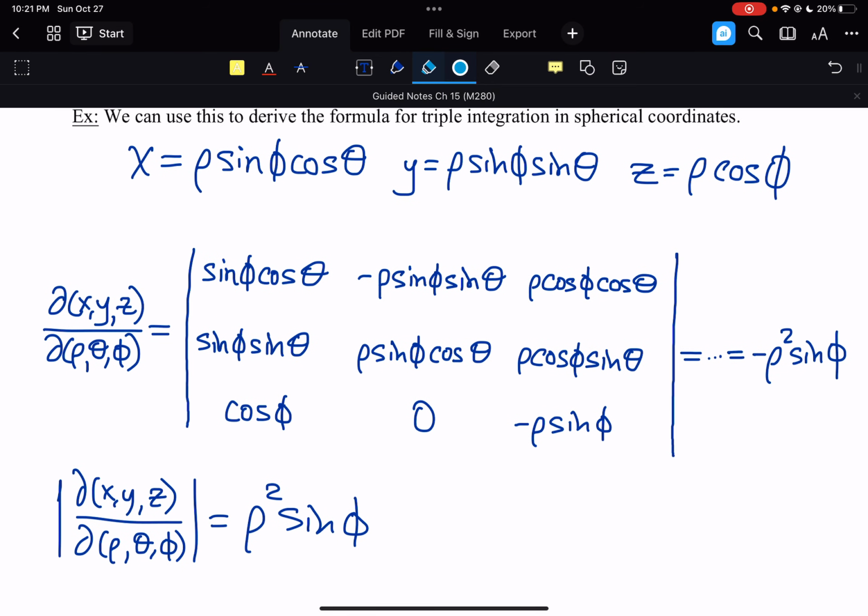And that brings us to the end of chapter 15. So this has been a lot of setup, going through functions of multiple variables, partial derivatives, now multiple integrals, and now looking at transformations and seeing the background of these different coordinate systems and how we integrate with them.